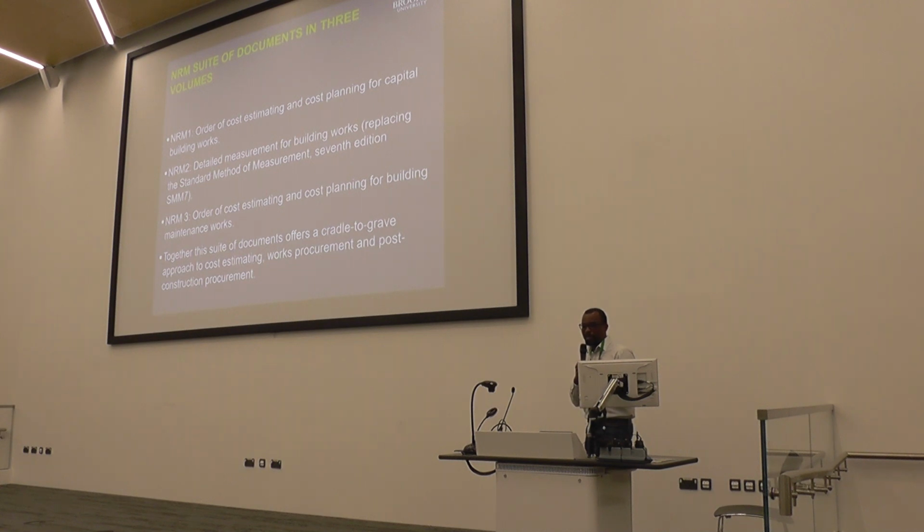So if you take these three rules of measurement, you're able to estimate the total life cycle cost of the building, which is what's called a cradle to grave approach to cost estimating, works procurement, and post-construction procurement. So when you're doing your work package, you could try to make use of what? The NRM approach, the rules in the NRM to help you know the different elements to price, right? It tells you the major elements which come in there.